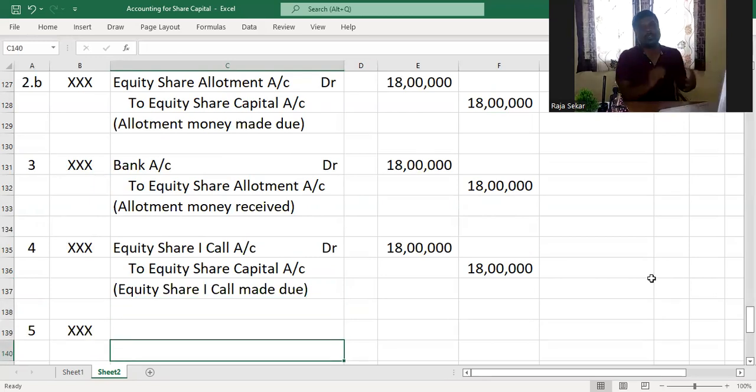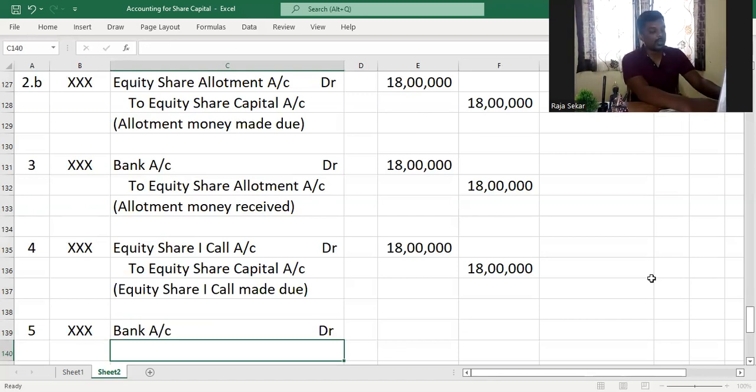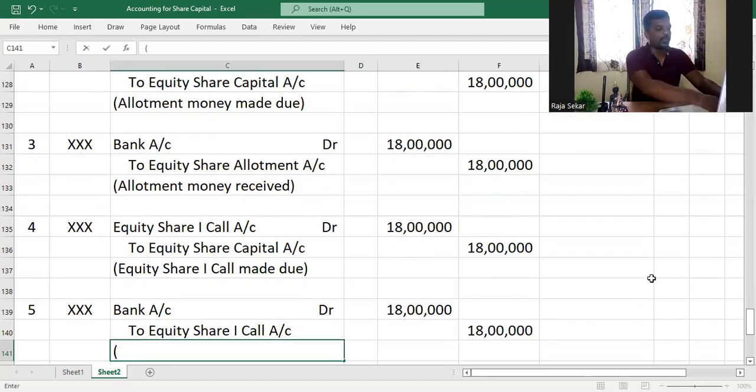All right, children. So once we have made the first call due, it's time for them to pay and for us to receive the money. As there are no defaulters, everyone paid and we receive the money. The journal entry will be bank account debit to equity share first call account, that'll be 18 lakhs as there are no defaulters. Share first call money received.